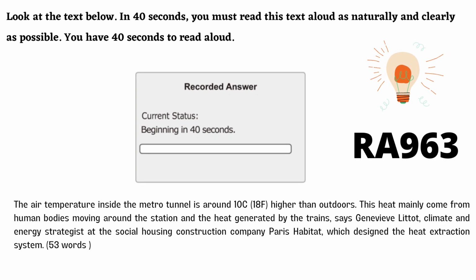The air temperature inside the metro tunnel is around 10 Celsius, 18 Fahrenheit, higher than outdoors. This heat mainly comes from human bodies moving around the station, and the heat generated by the trains, says Genevieve Littert, climate and energy strategist at the social housing construction company Paris Habitat, which designed the heat extraction system.